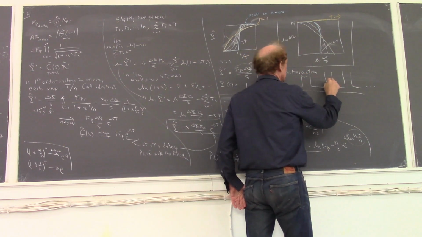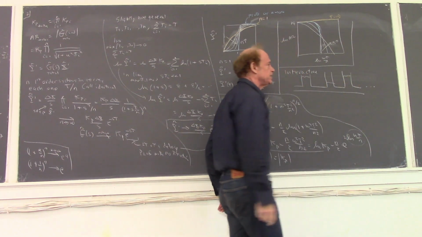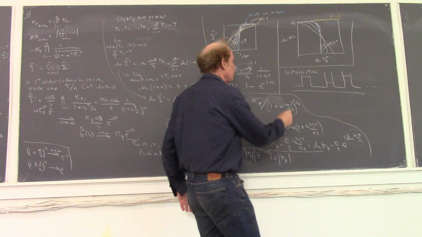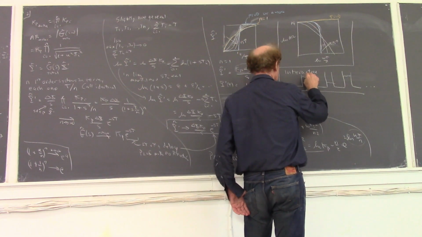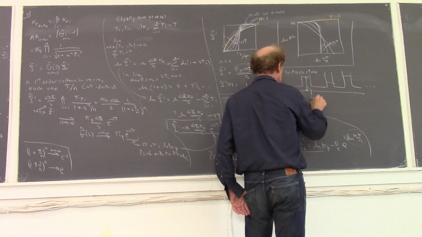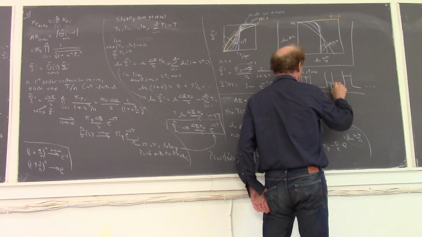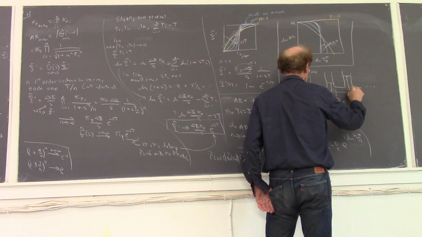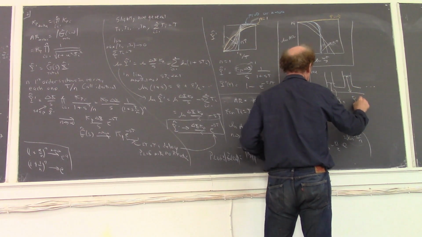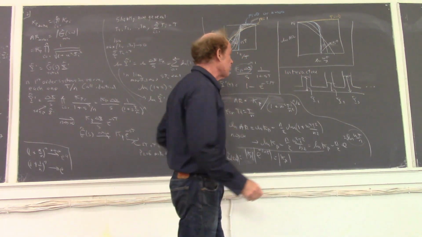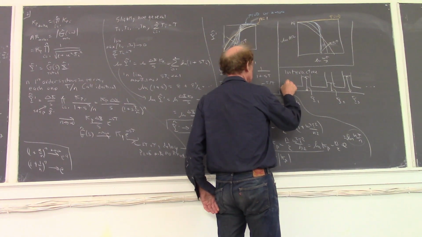So I can think of a bunch of tanks with different levels of them. And I have, so this might be height y1, this height y2, this height y3, etc. And I might have an inflow of x.